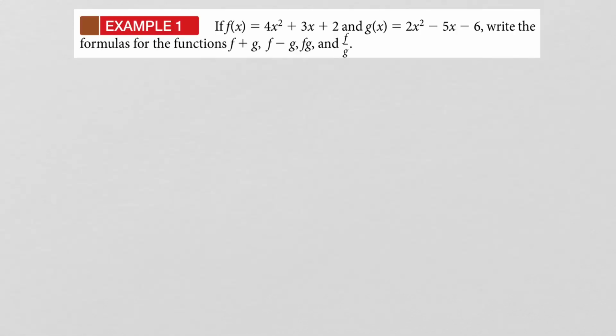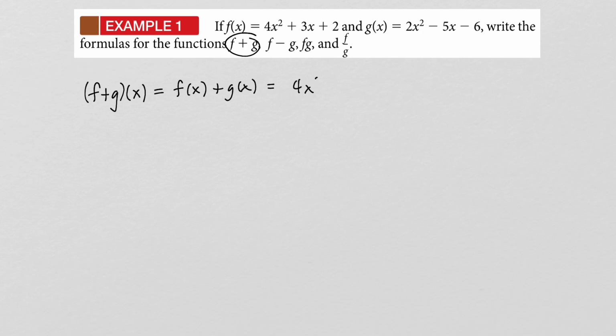Here we have f of x equals 4x squared plus 3x plus 2, and g of x is 2x squared minus 5x minus 6. Write the formulas for f plus g, f minus g, f times g, and f divided by g. So first of all, f plus g, the name of the function is f plus g of x, and it is defined to be f of x plus g of x.